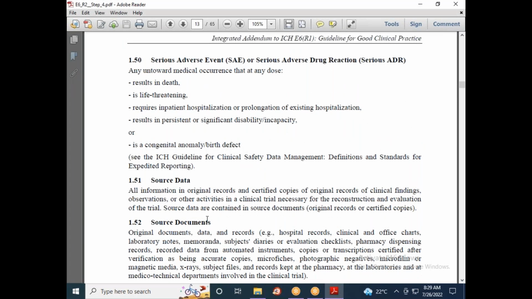You can note this down, this is important. Any untoward medical occurrence that has happened, which may or may not be due to your dose, and that untoward occurrence results in death. That side effect, finally the subject died due to that side effect, should be considered a serious adverse event. If that untoward occurrence is life threatening, then we need to consider it a serious adverse event.